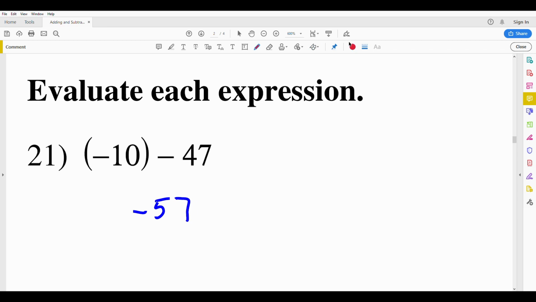And again, if you need to think about this in a different way, do the opposite of each. As opposed to doing negative 10 minus 47, do positive 10 plus 47, which gives you 57, and then take the opposite of that answer, meaning flip the signs. So do, as opposed to positive 57, negative 57. Because just as 10 plus 47 equals positive 57, negative 10 minus 47, or negative 10 plus negative 47, equals a negative 57.